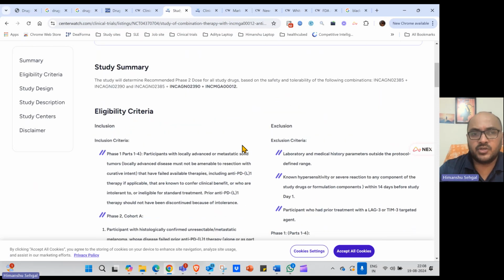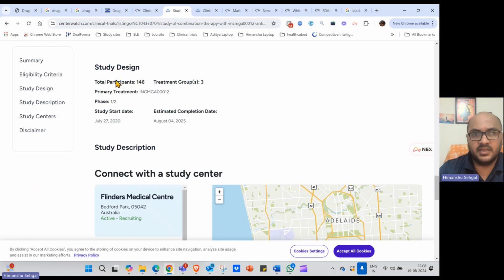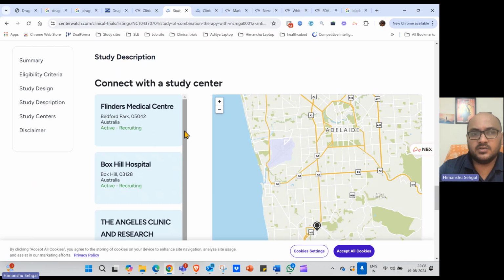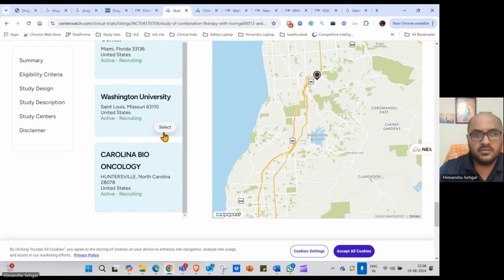Inclusion criteria, exclusion criteria. Then I'll have my study design. In the study design, it is accepting 146 patients in 3 groups. The primary treatment is going to be this drug. It's a phase 1/2 study. It started on July 27, 2022, and it's expected to complete in 25. Its sites are these. Mostly, I think they are in Australia, I guess. No, there is a US site as well.